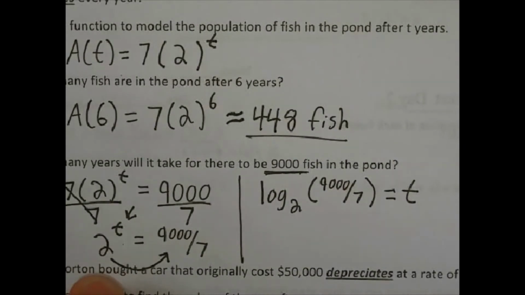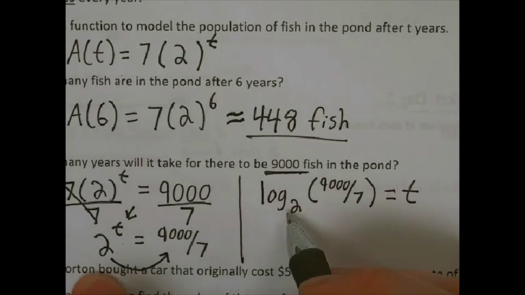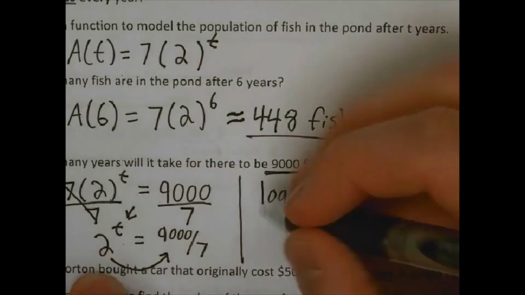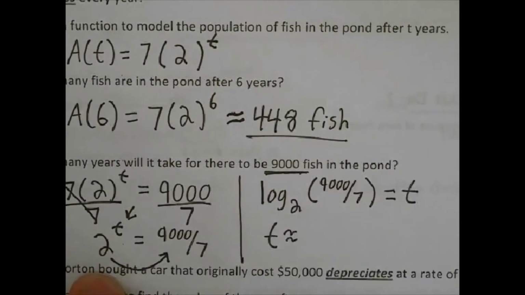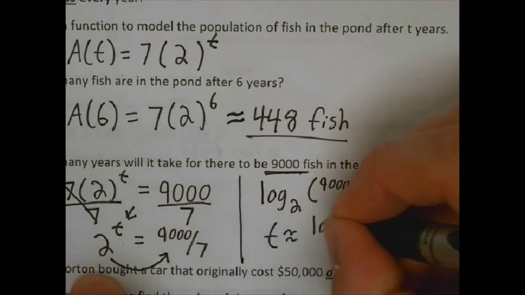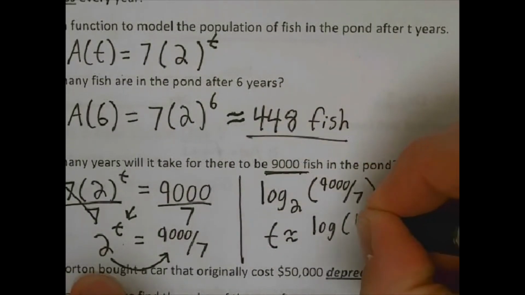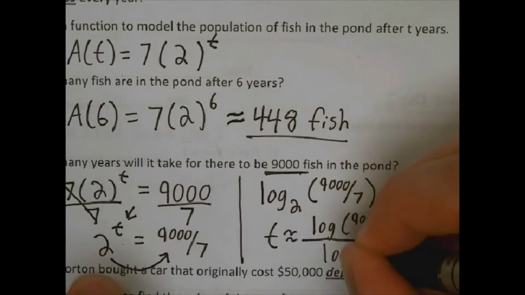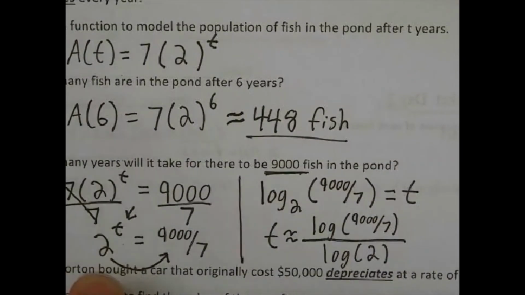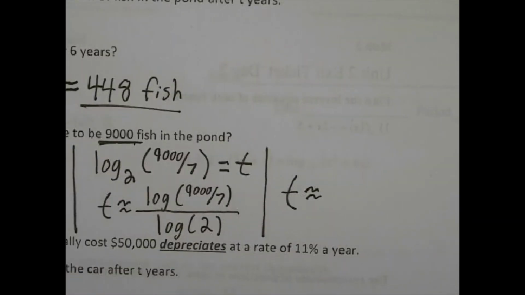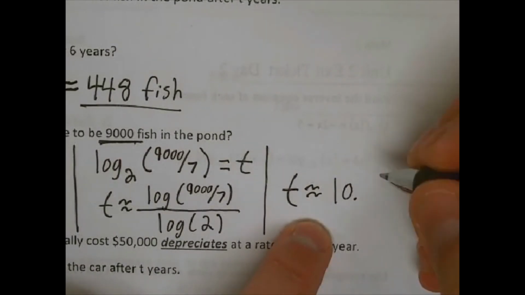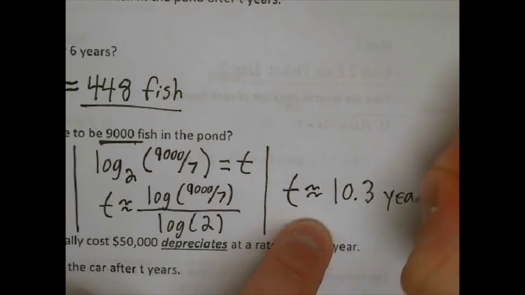Two ways to solve this. So you can use Desmos, actually put the base 2 and this, or you still can use the change of base formula here. So what I could do is I could say common log of 9,000 divided by 7 divided by common log of 2. So approximately 10.3 years.